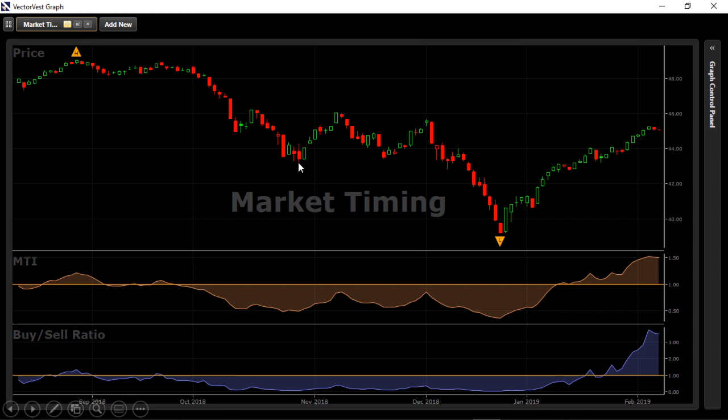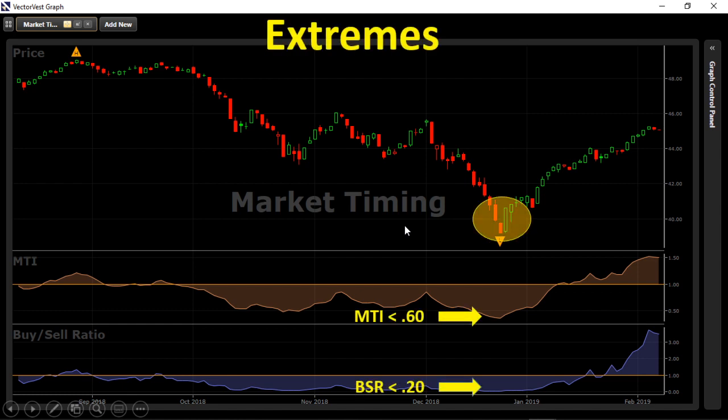Okay, so what happened here at the end of 2018 is the market got crushed. It was in a downtrend. And then what happened was the market hit an extremely oversold situation. In VectorVest, an extremely oversold situation is identified by the MTI, which stands for Market Timing Indicator, being below 0.60 and the buy to sell ratio being below 0.20.